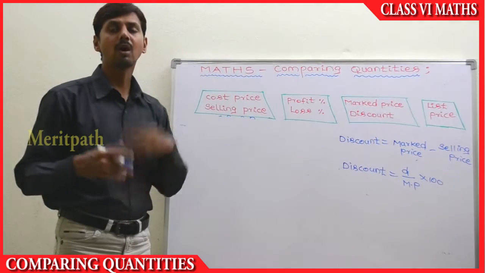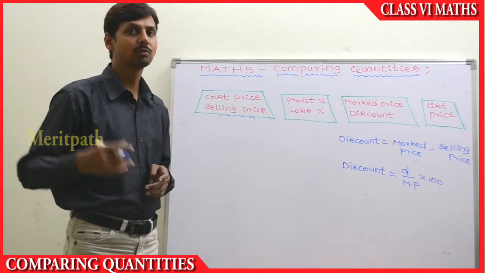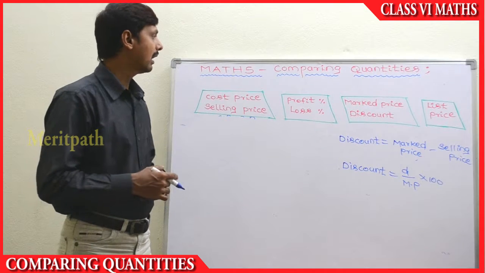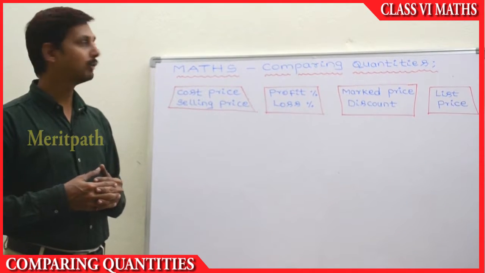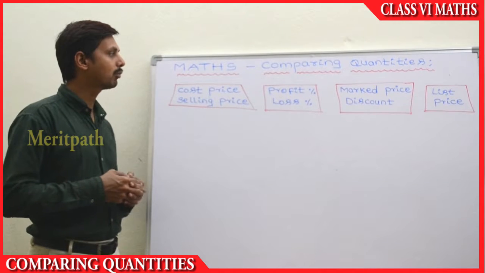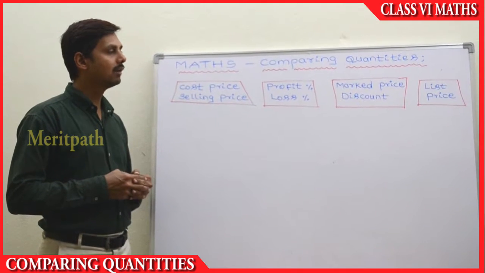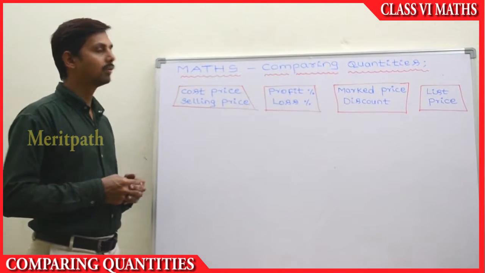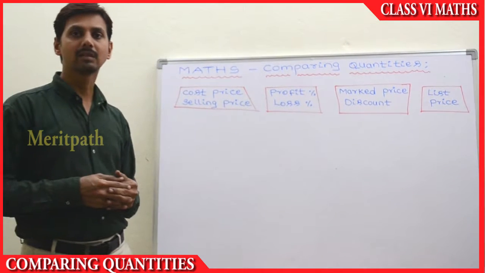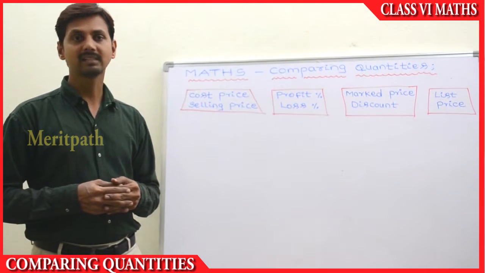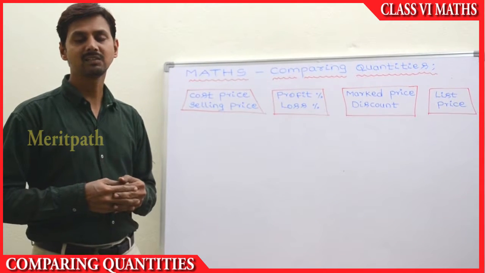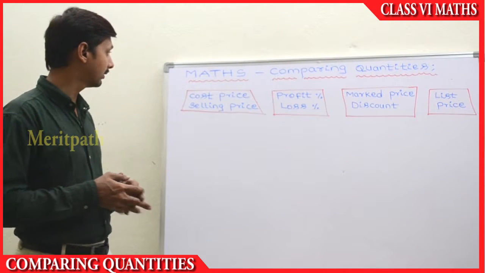List price, as we know, is how much a retailer is going to sell it for. And let's discuss cost price, selling price, profit and loss, mark price, discount, and the list price. In the previous class we discussed the formulas and concepts, and let's take some examples on this.